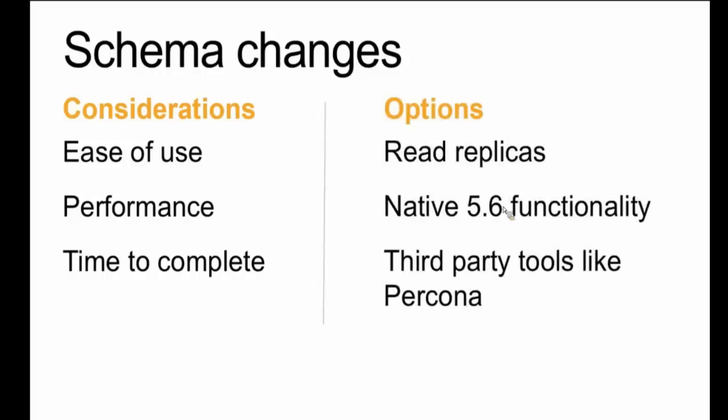So we've got several options for doing this. We can use read replicas to create schema changes on the replica and then promote the replica once we're done. We can use the native 5.6 functionality. In 5.6, they've added some nice new features to do DDL online. They continue to improve on this, and you can do certain operations online with MySQL with no downtime, although there is a performance penalty, as we'll see shortly. You can also use third-party tools like the one from Percona, and I'll show you a little bit about that. This kind of falls somewhere in between these two in terms of performance and ease of use, as we'll see.